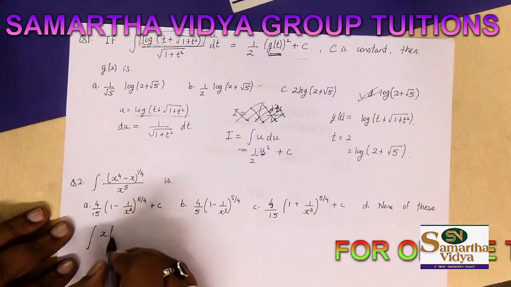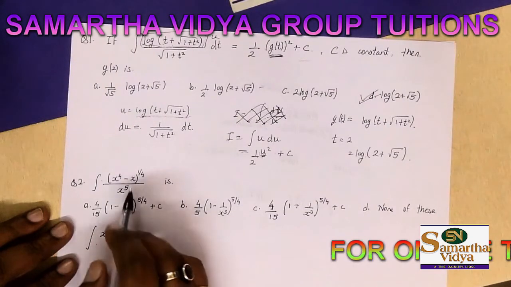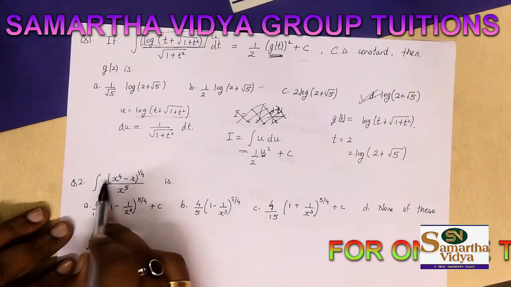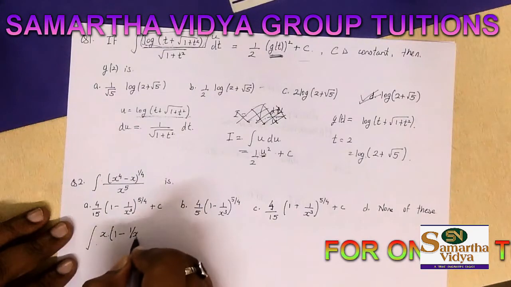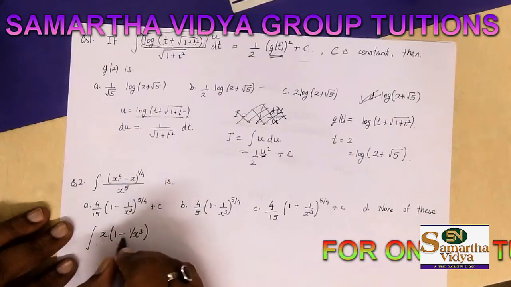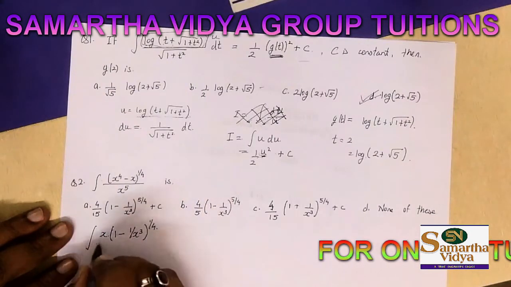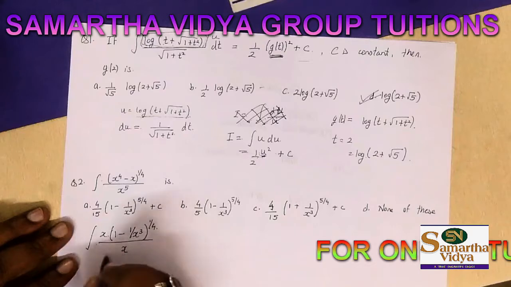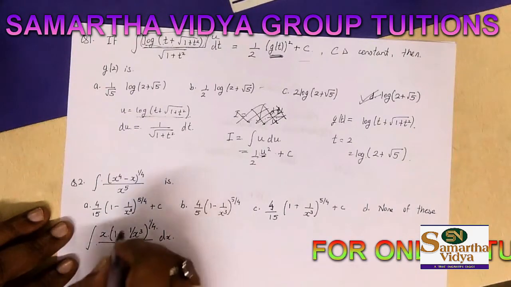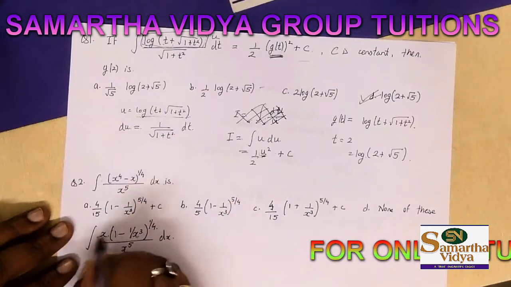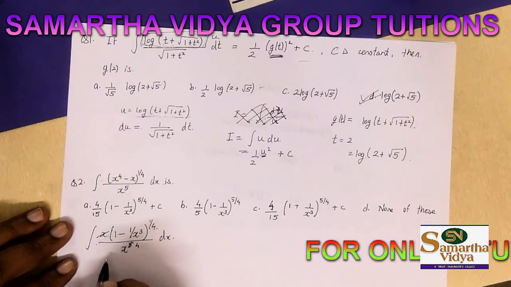Instead of x raised to 4, we'll be getting 1 minus, since we are taking x raised to 4 outside, 1 upon x cube. So 1 minus 1 upon x cube, raised to 1 by 4, divided by x raised to 5. You can see that x gets cancelled out, so this is what we are getting.